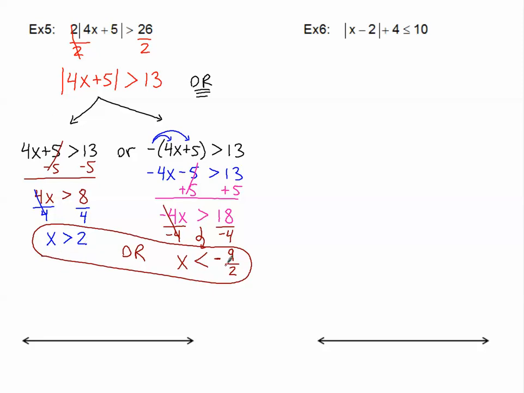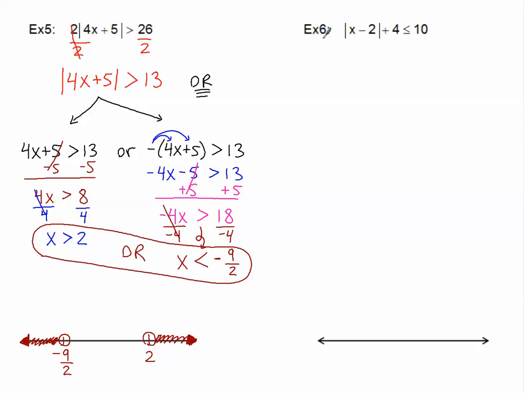So make sure you put the numbers where they're supposed to be. 2, of course, would be on the right side. Negative 9 halves would be on the left side. This is strictly greater than. This is strictly less than. These are open dots. Greater than 2, I shade above. Greater than 2 would be to the right of 2. Less than negative 9 halves would be to the left. I'll shade below. And that's the graph of my answers. That's what an or statement would look like.